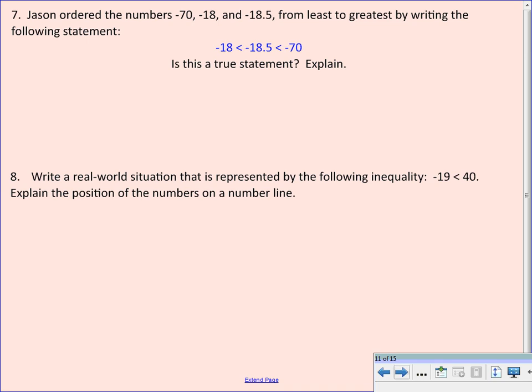-19 is less than 40. Don't forget the second part of the task. Explain the position of the numbers on a number line. So work on those 2 now, and then we'll go over them.